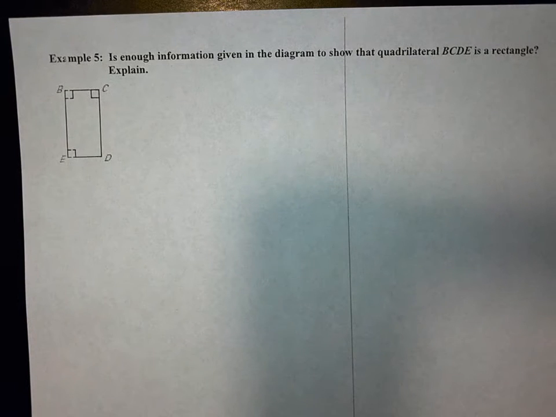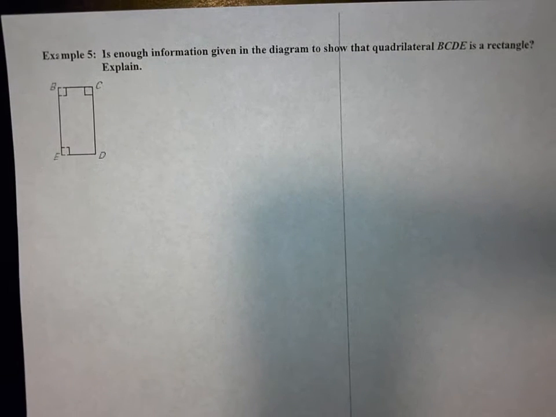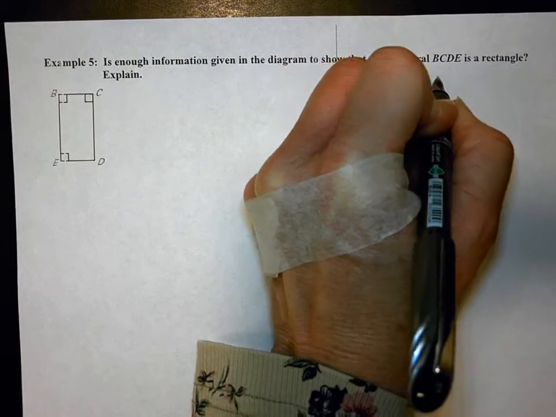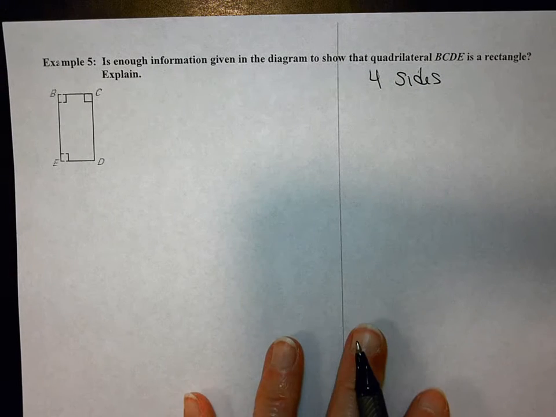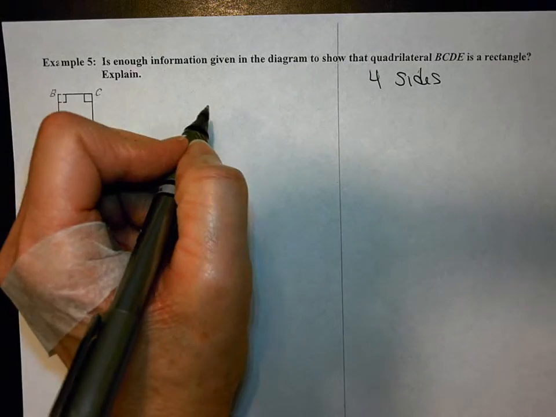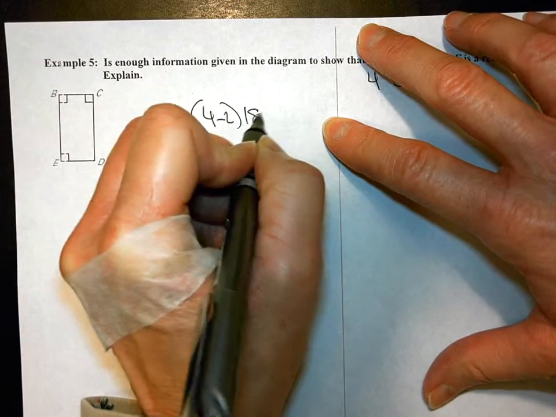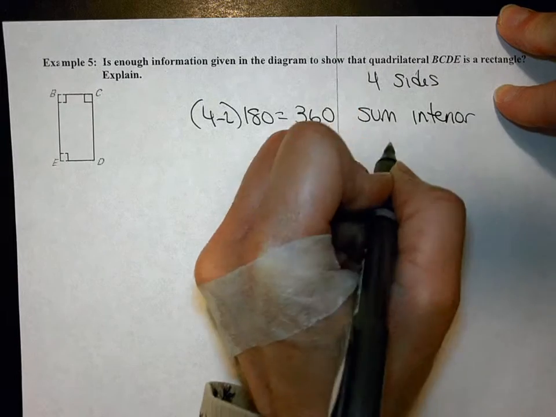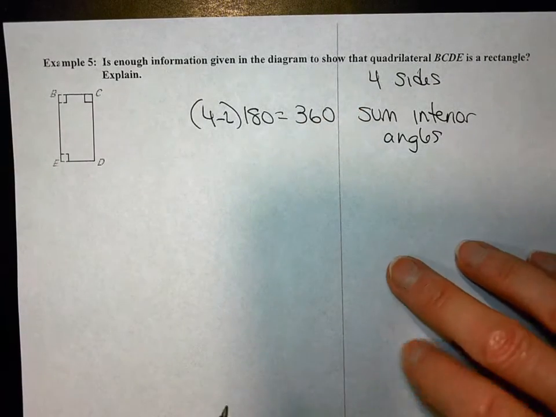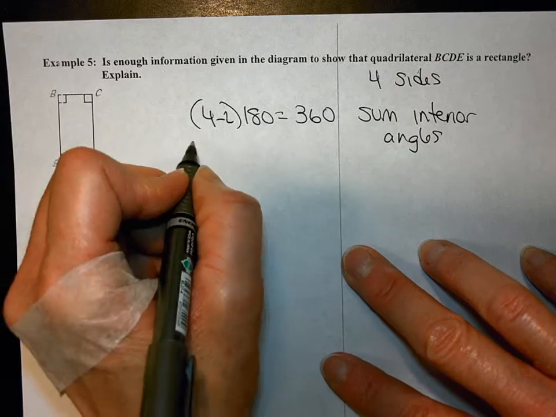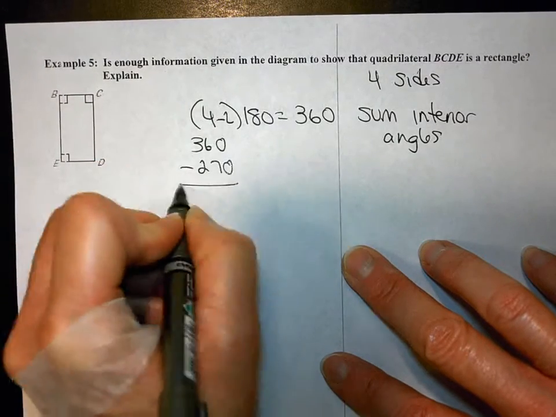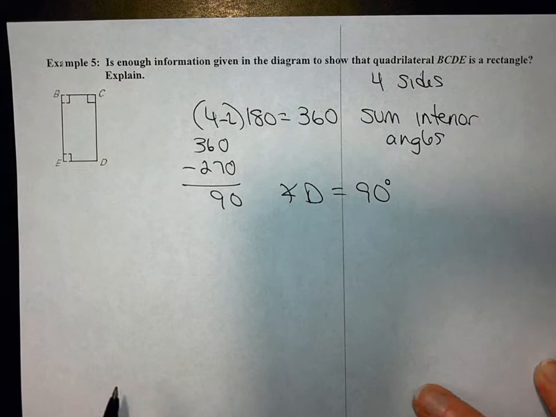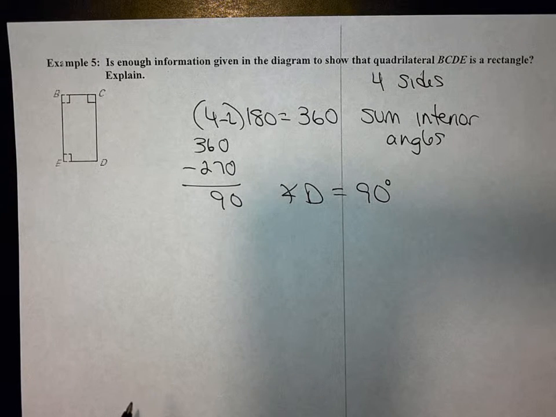So, second page, example 5. Is it enough information given to show that it's a rectangle? Okay, if we take a look at it, first of all, we know it has 4 sides, and that means it is the quadrilateral. And now we're going to take it further. So first of all, we have 4 sides minus 2 times 180. So the sum of the interior angles is going to be 360. And so we know that we have 3 angles of 90, so 360 minus 270. So we know that last angle is a 90 degree. So angle D is 90 degrees using the sum of the interior angles measured from section 1.